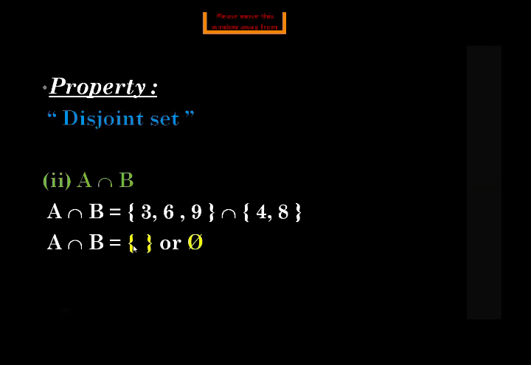So the answer of A intersection B is null. What is the answer of A intersection B? That is null. We can use this symbol, this phi. This is known as phi, and we can also use these braces to show the null set.